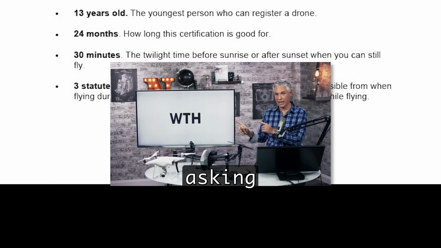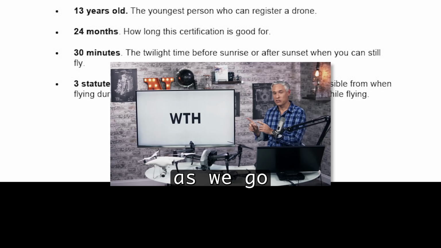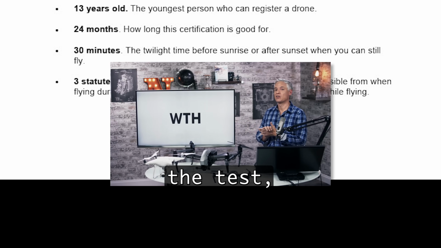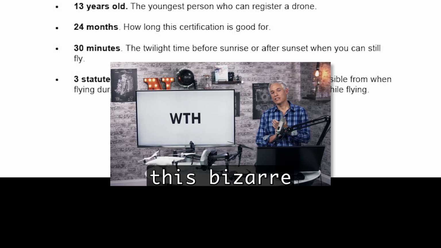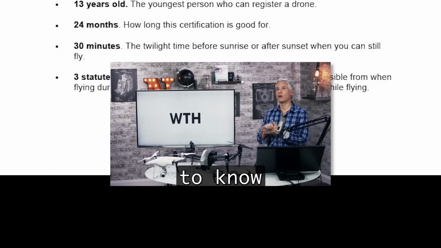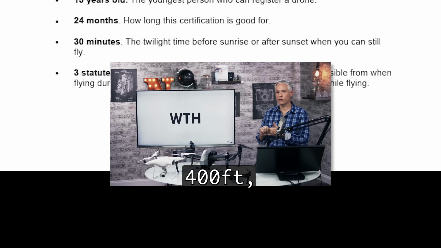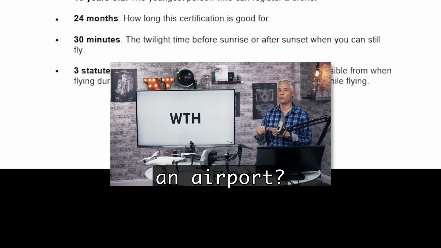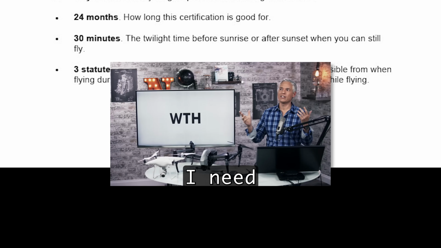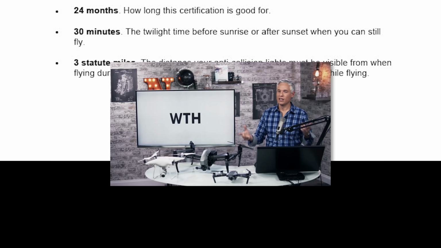This is the question you're going to be asking yourself frequently as we go through the material and as you take the test. Why the hell am I learning this bizarre information? Why do you want me to know the Class B ceiling of a particular airport when I can't fly over 400 feet and I definitely can't fly near an airport? Why do I need to know how to read these bizarre 1950s weather reports when I could just open up a weather report on my phone and get way more detail?